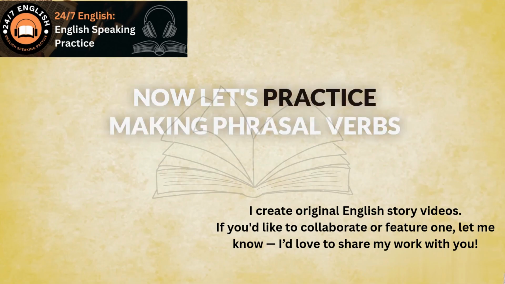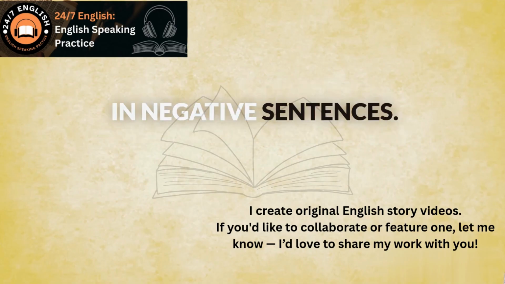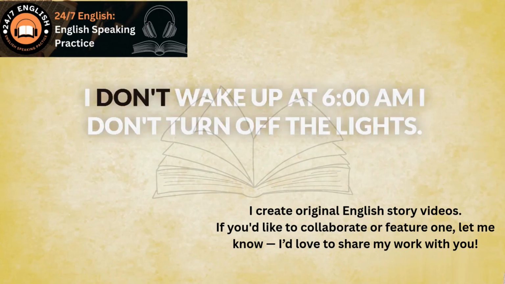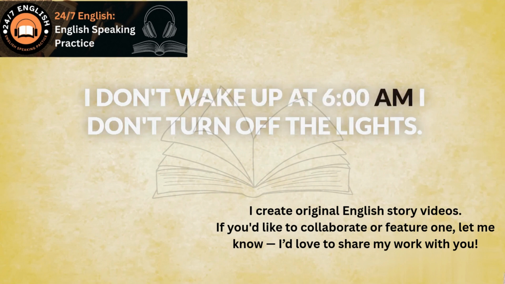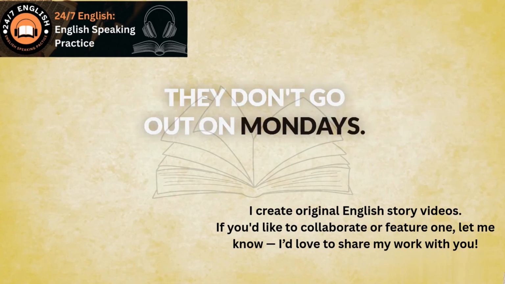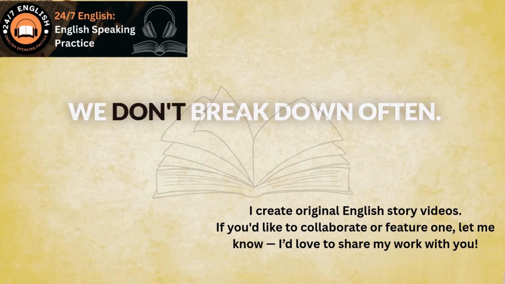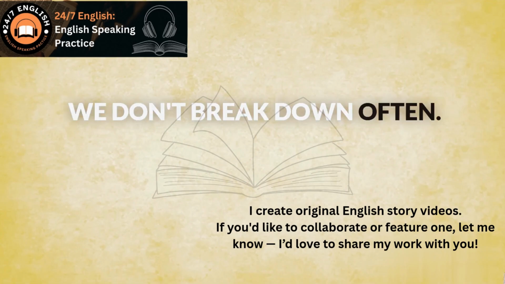Now, let's practice making phrasal verbs in negative sentences. I don't wake up at 6 a.m. I don't turn off the lights. They don't go out on Mondays. She doesn't pick up the phone. We don't break down often.